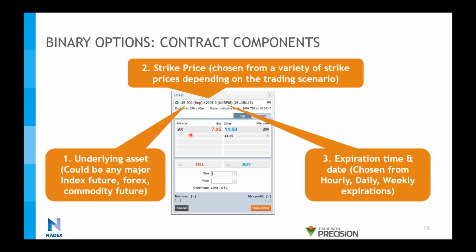Please don't be shy. We're looking here at an order ticket. Here is where we want to initiate our position on the platform. The first thing we see is the underlying market, the asset class. We're looking at a binary option on the S&P 500, on the S&P 500 mini futures. So US 500 September cycle, and here you can see if it was an index future, forex market, commodity future, cryptocurrencies, and so on.